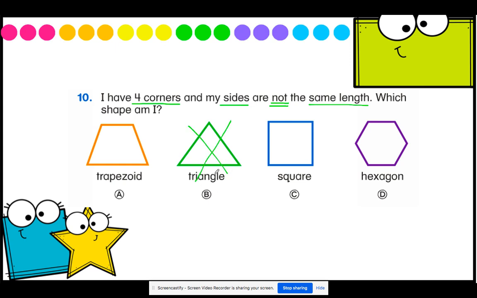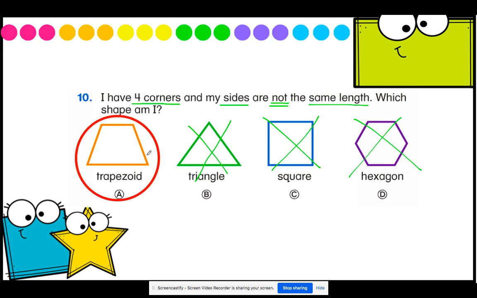I'm going to cross it out. I also know that a hexagon has 6 corners, so I can also cross that choice out, which leaves me with 2 choices, trapezoid and square. Well, they both have 4 corners, so let's look at my second clue. It says my sides are not the same length. Well, I know a square is a special rectangle where all the sides are the same length. So I'm not looking for that one, which leaves us with our answer. What shape am I? I hope that you said trapezoid.